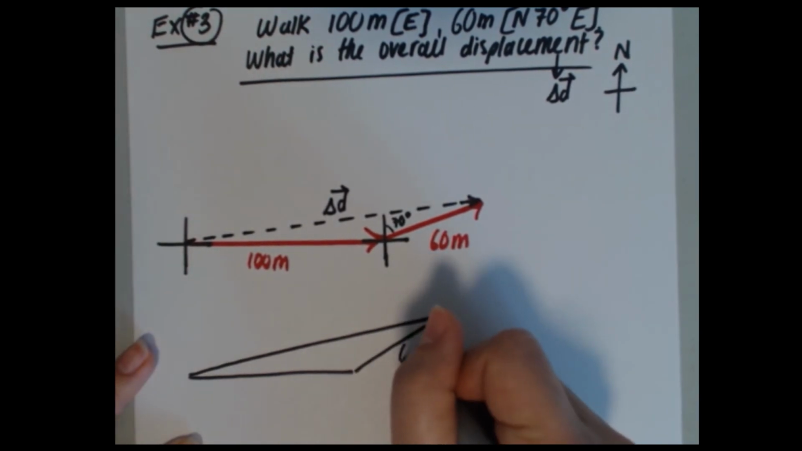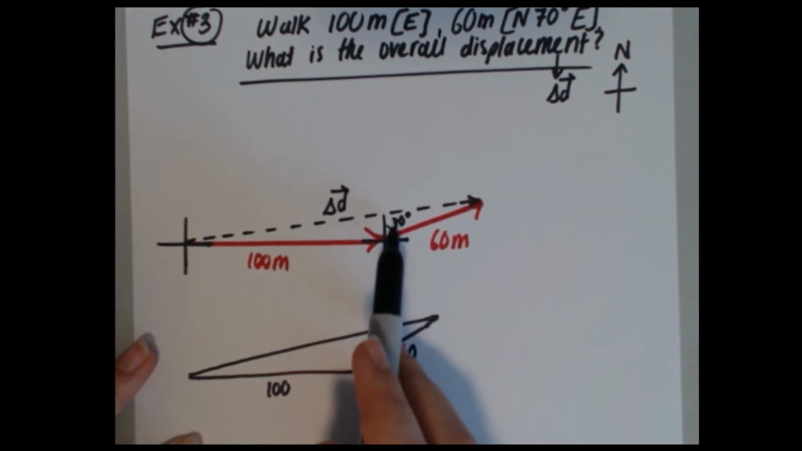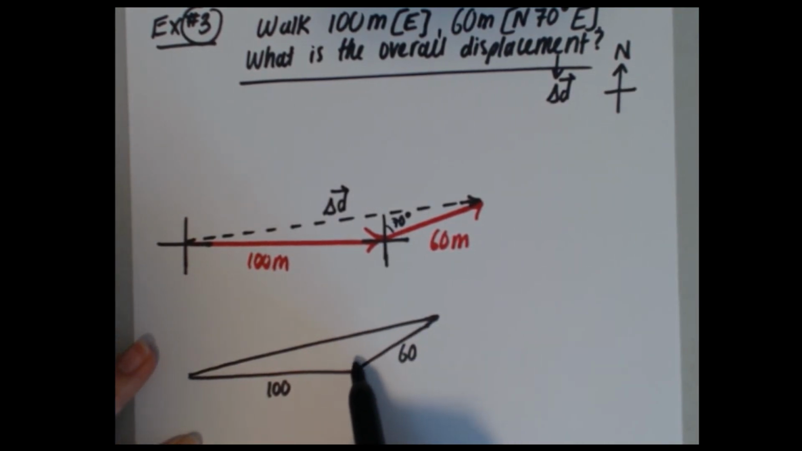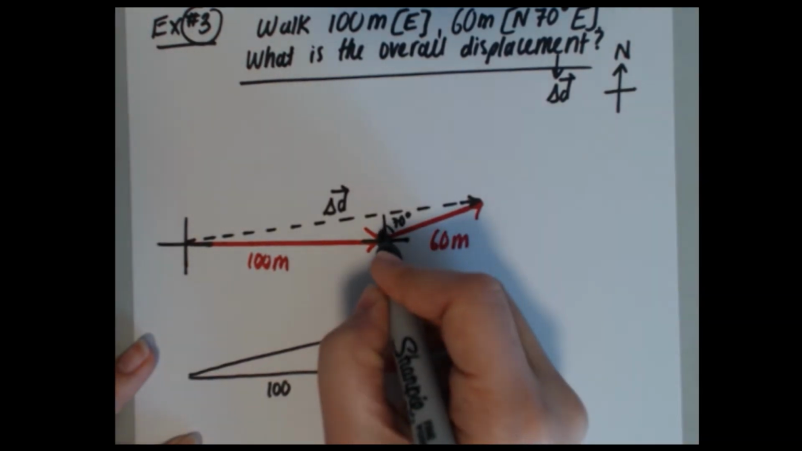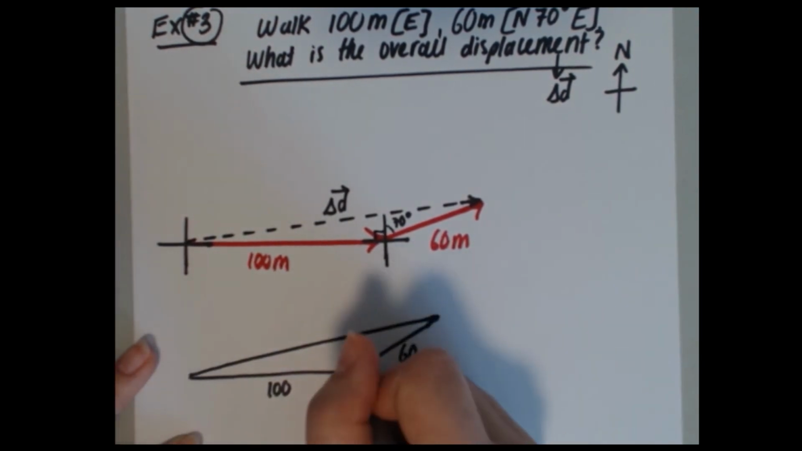Now this side is 60, this side is 100. The units are the same, and that's what I really care about here. I've got a 70-degree angle here. I'm trying to figure out what this big angle is. If you notice, this angle on the left is 90 degrees, the angle between north and west. So 90 plus 70, what's that? That's 160 degrees.